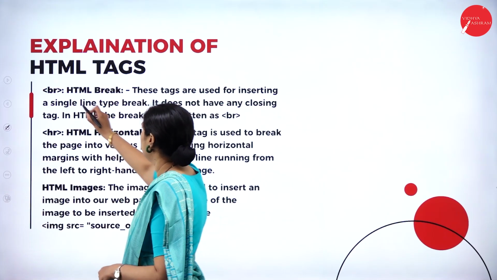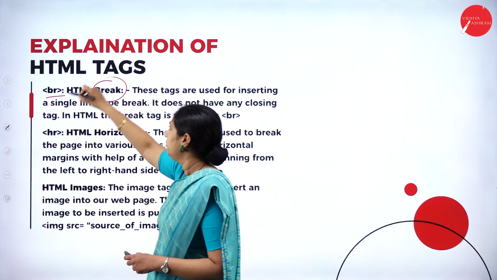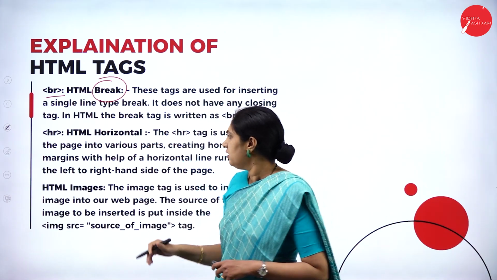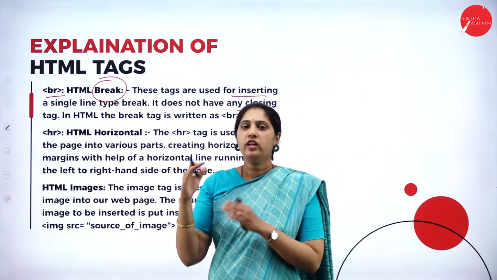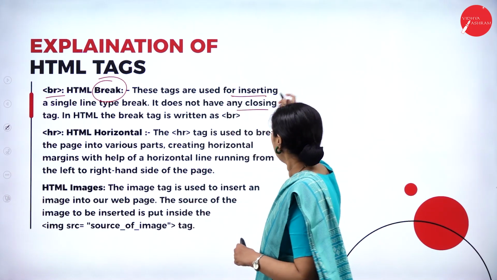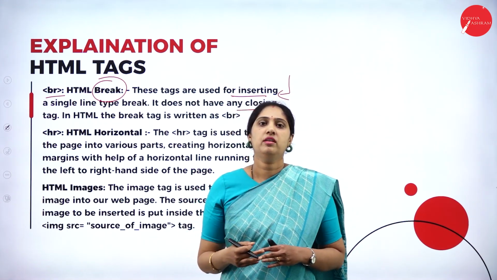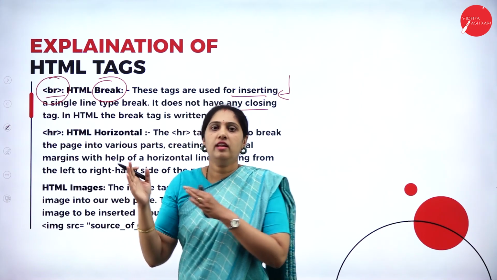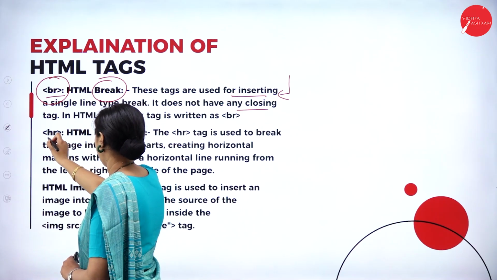Next is BR. What is BR? BR means break. Break of what? Of the sentence. You can see all these lines are broken one after the other. If I want to press enter, it will come to the next line. In HTML, to press enter, we use BR. Break the line and come to the next line. That is all about break.